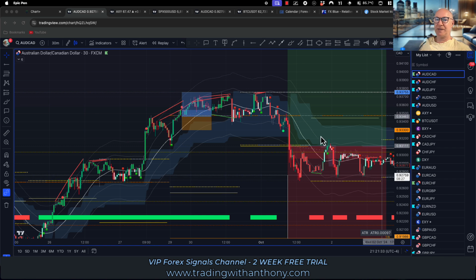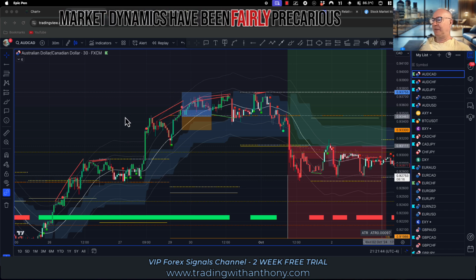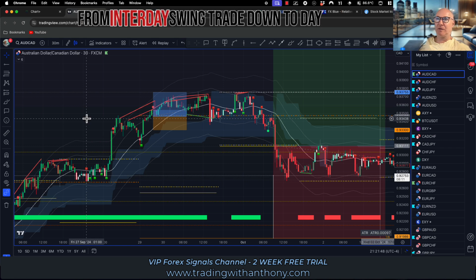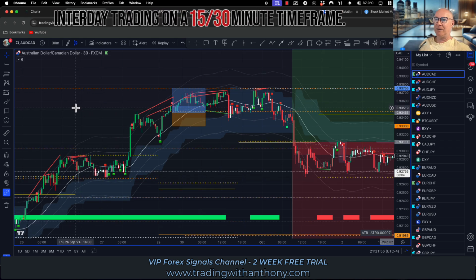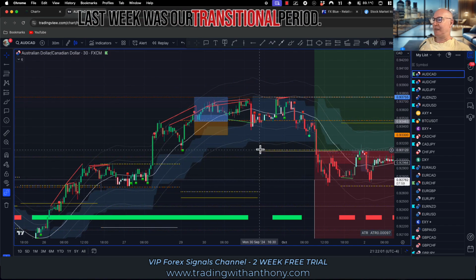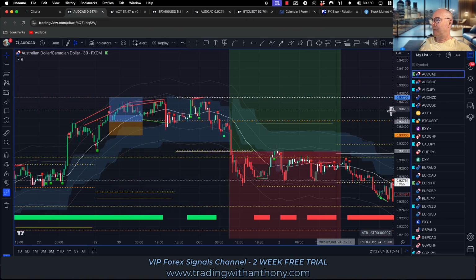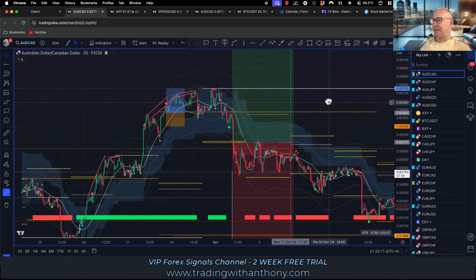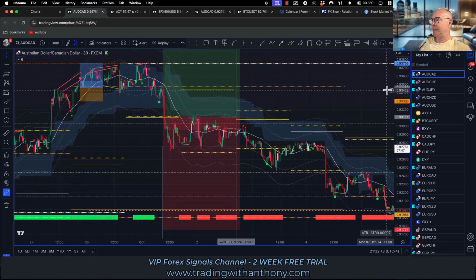and I've noticed this shift since the Bank of Japan raised their interest rates, and then we've had a lot of volatility. And anyway, market dynamics have been fairly precarious with this going on, and we're making the shift from swing trade down to intraday trading on the 15-30 minute time frame. And last week was our transitional period. This one was closed. I think stop loss got hit on that one eventually. Okay, that was the higher time frame trade that we took. So let's just have a look at the rest of these.